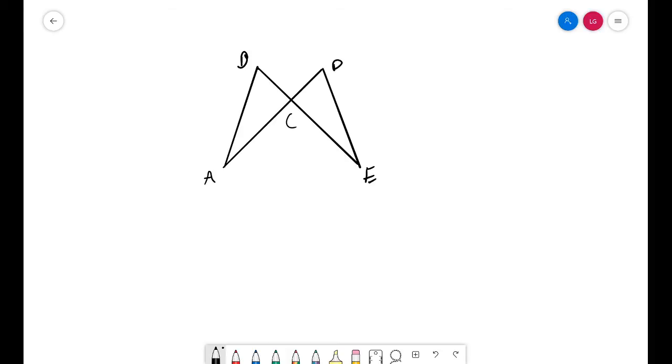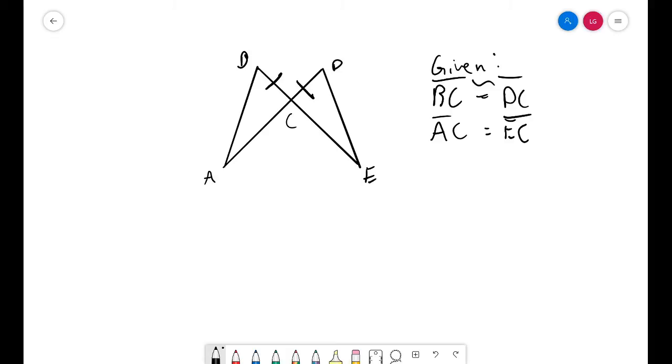So let me label here. And so it's a classic setup. We seem to have two triangles and kind of like a butterfly or bow tie type shape. A couple of given statements here. All right, so what do we have? We have BC congruent to DC, and we have AC congruent to EC.